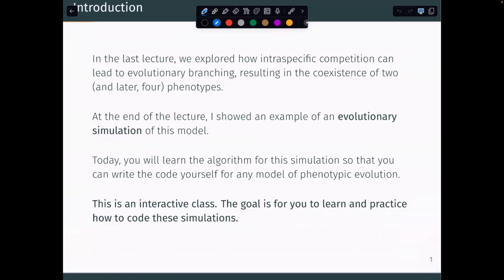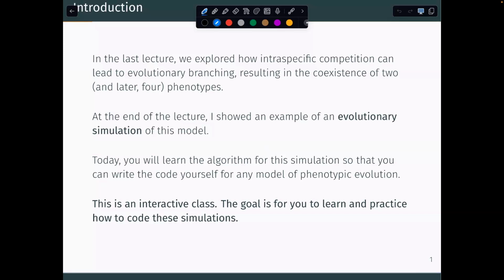Okay, so what did we do in the last lecture? Last lecture, we were continuing this interest-specific model of competition. So you can think of this as resource competition typically. And we saw that under certain circumstances, this could lead to this process of evolutionary branching, right? So this is generating diversity.